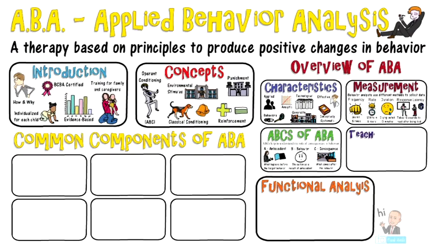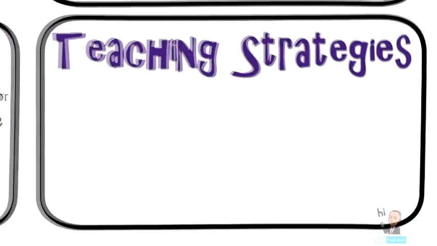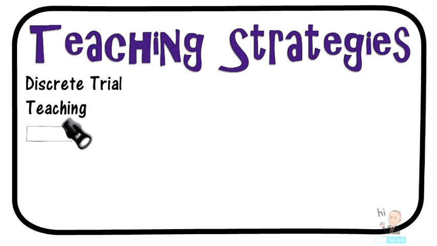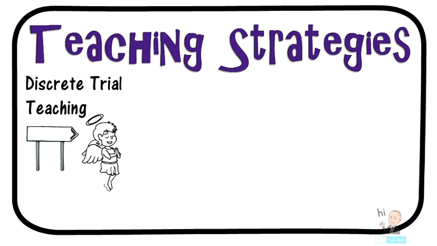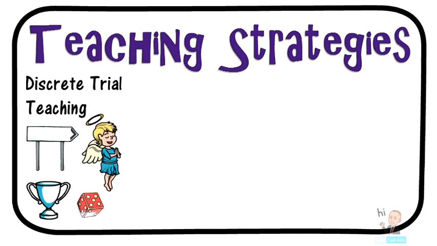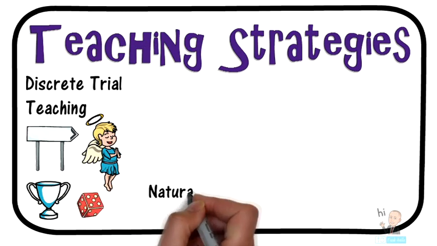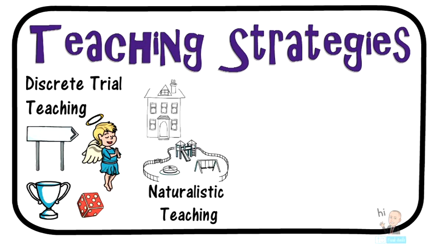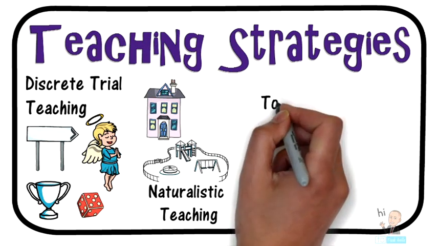The next is teaching strategies. First is discrete trial teaching. Instructions are given to students in a very concise manner, and the student's good behavior is rewarded. The rewards are incentives that vary among students. The next strategy is naturalistic, which is used more for guidance of socialization skills, usually for autistic children, and is based in the child's own environment.